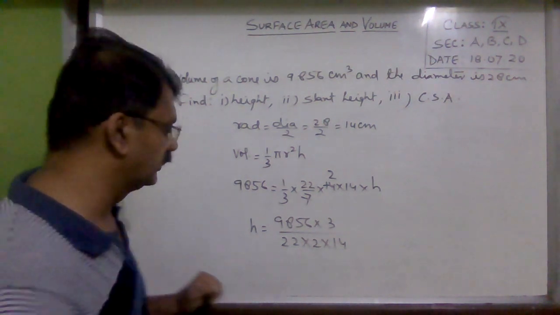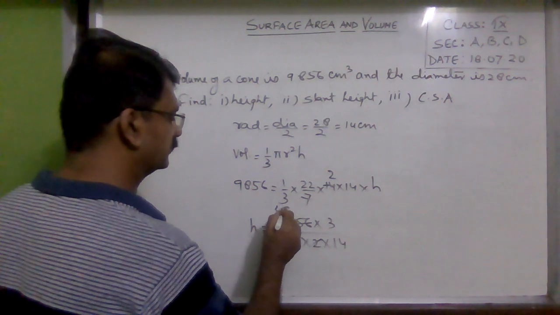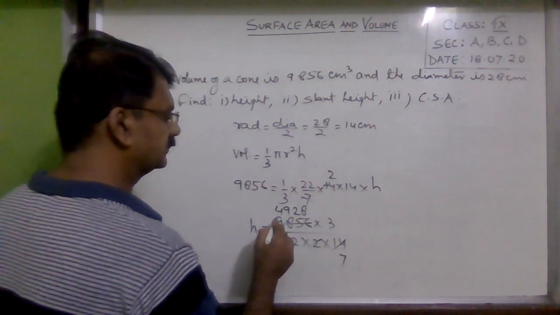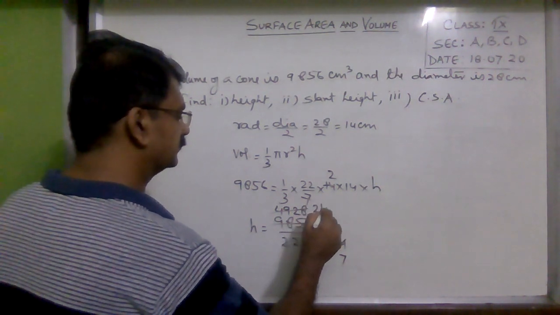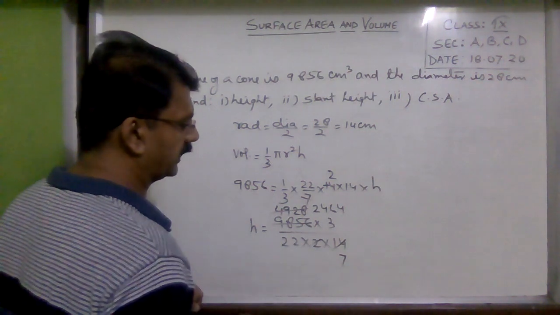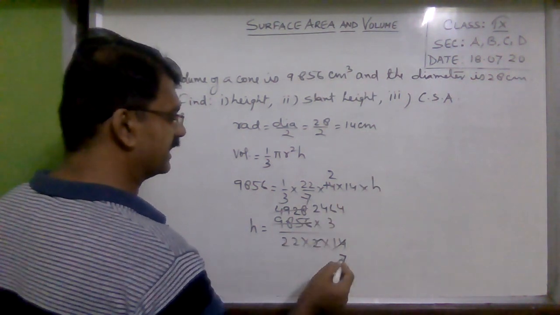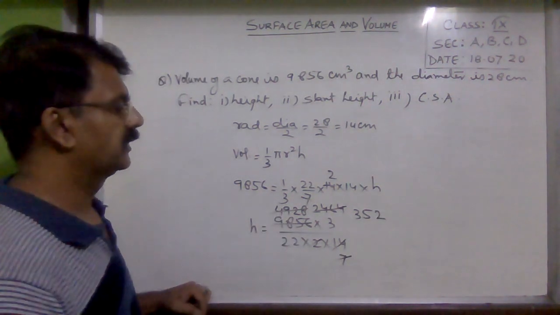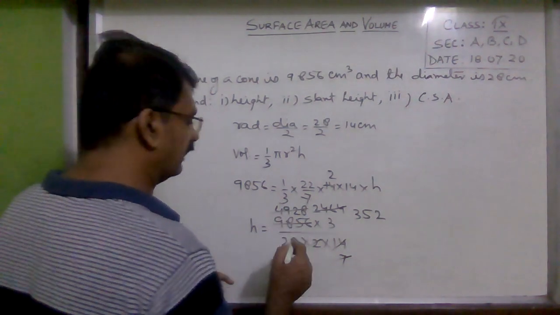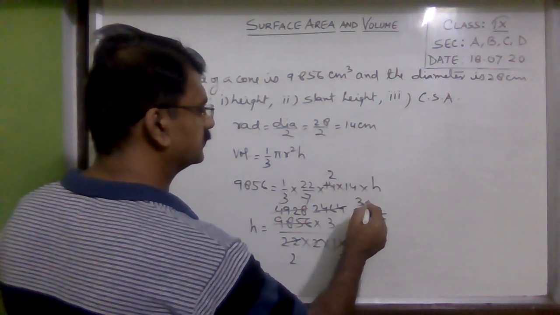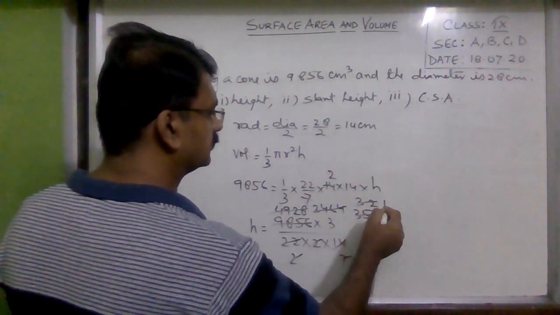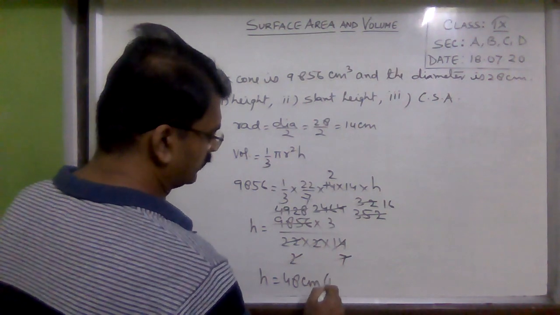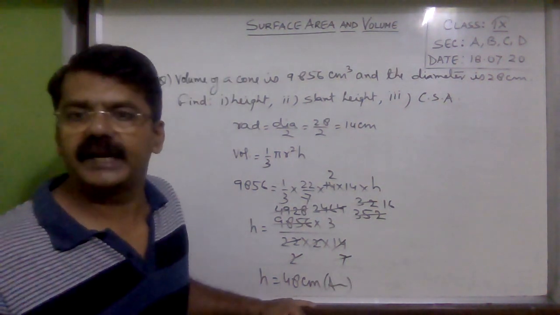Clear? So first of all we cancel it by 2. Okay. So we cancel it by 2 again. Okay. Now we cancel it by 7. Okay. Now we cancel it by 11. And then you cancel it by 2. So 16 into 3 is 48. So h is equal to 48 centimeter. So this is the answer to the first part. The height is 48 centimeters.